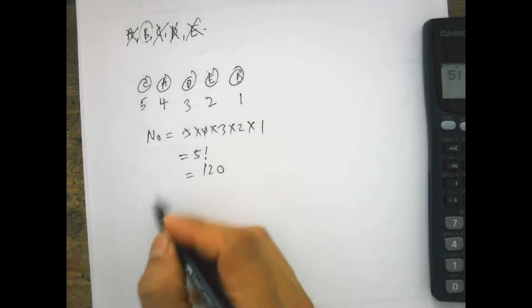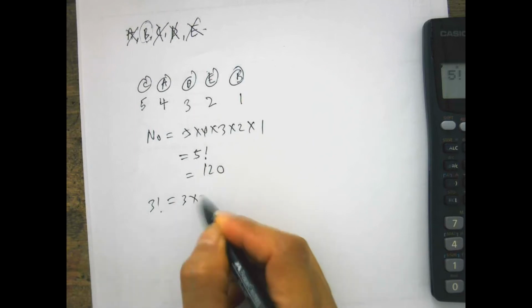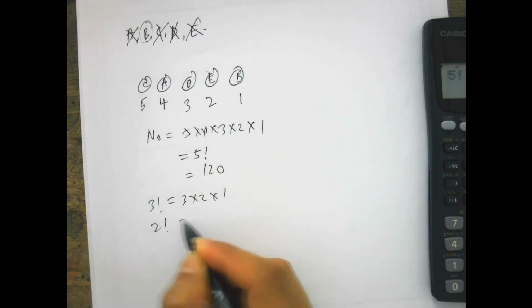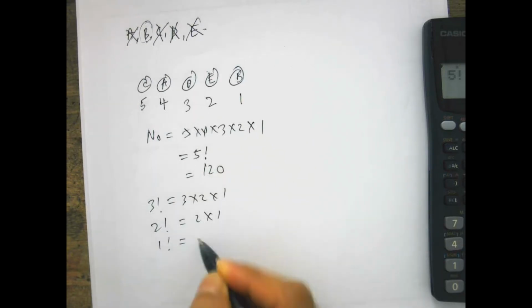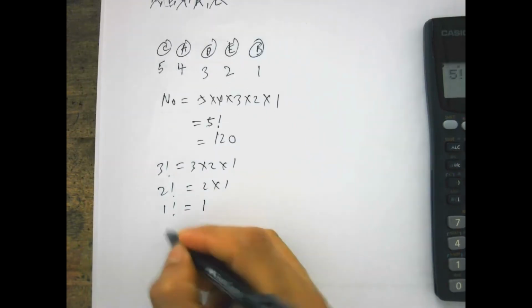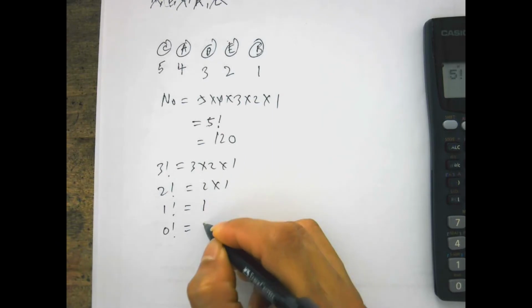So if I give you 3 factorial, it means what? 3 by 2 by 1. If I give you 2 factorial, it means 2 by 1. And 1 factorial is actually 1. Now, it's an interesting question. How about 0 factorial? Now, 0 factorial is also 1.